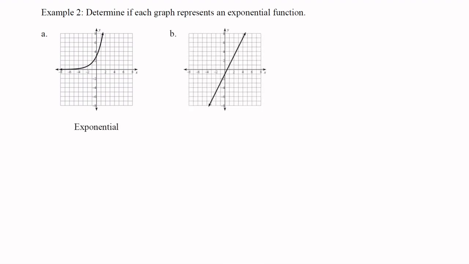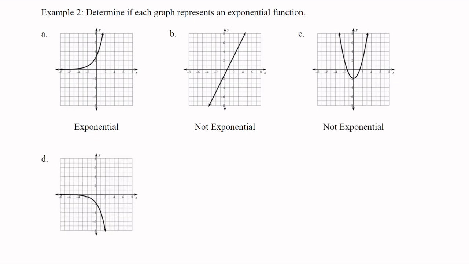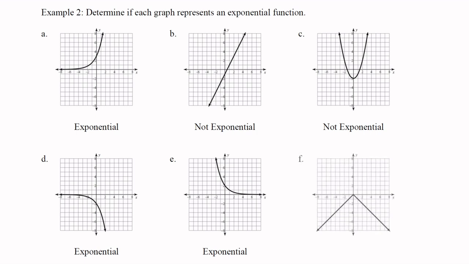B is just a straight line, so it is not exponential. C is a parabola, which we know is quadratic, so it's not exponential. D does feature an exponential curve. E also represents an exponential curve. And in F here, we have two straight lines. There's no curve, so this is not exponential.